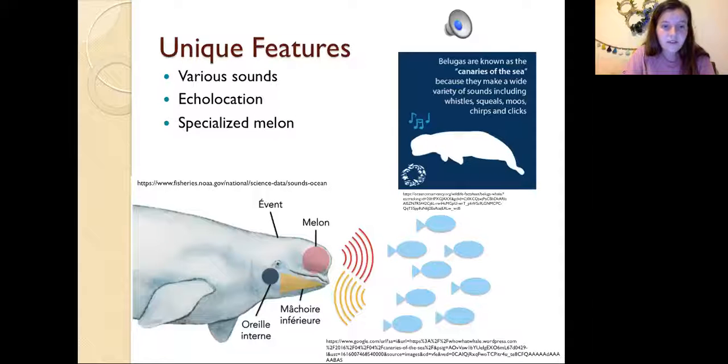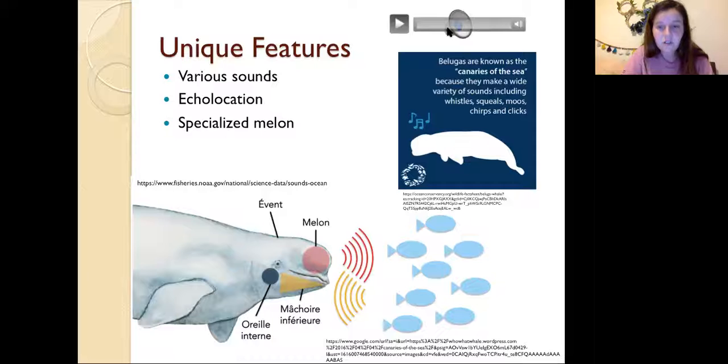Okay, so like I said, they do participate in echolocation. One of their most unique features is they have a lot of different types of sounds, and they can also be called canaries of the sea. They have whistles, squeals, moos, chirps, and clicks, and that is used for echolocation. They have this specialized melon here that helps them send out these frequencies, and then that will bounce back to them to help them to hunt.